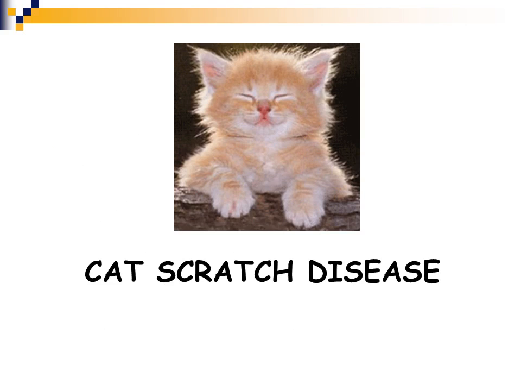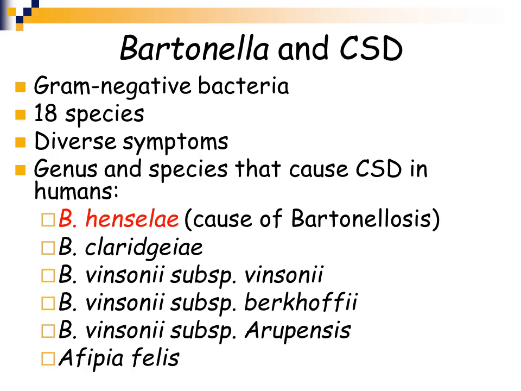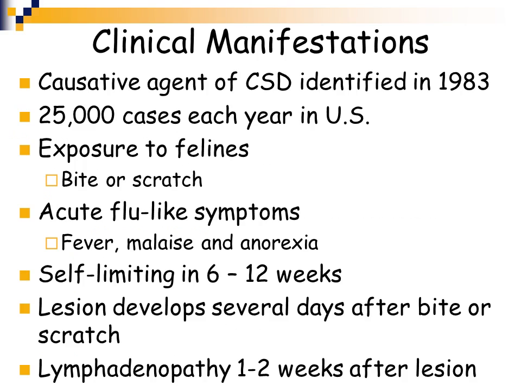Now we're going to talk about some other Bartonella organisms, and these organisms cause the disease cat scratch disease. There are 18 different species that cause diverse symptoms in individuals that are infected. So there are numerous genus and species that cause cat scratch disease, but we are going to focus only on Bartonella hanseli. Bartonella hanseli is the causative agent of cat scratch disease, and this is a more recently identified infection. It was identified in 1983, and there are about 25,000 cases every year in the United States.